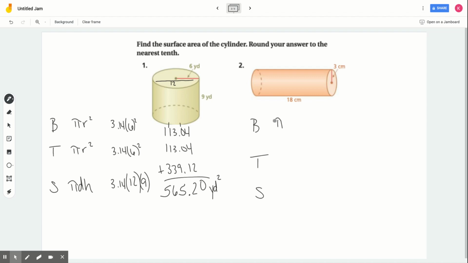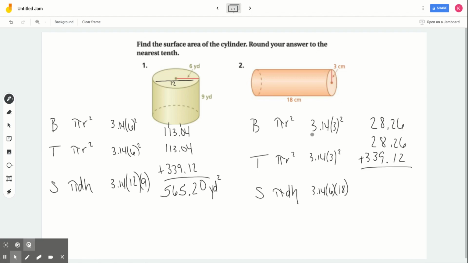Now, set up the next one, base, top, sides, using our formulas of pi r squared and pi times diameter times the height of the cylinder. Go ahead and plug in your information and try to solve this one on your own. As you plug in your information, you should see that you have 3.14 times 3 squared, and 3 squared is 9. So 3.14 times 9 is 28.26. We have two of those because the bottom and the top are the exact same. For the lateral face, we have 3.14 times the diameter of 6 times the height of the cylinder, which is 18.